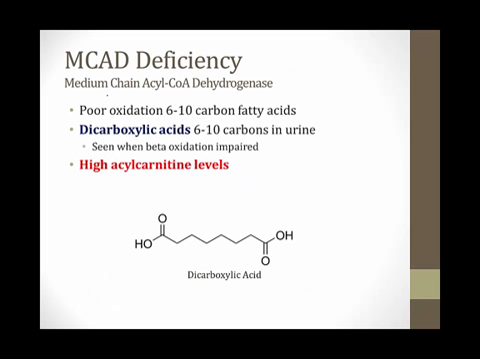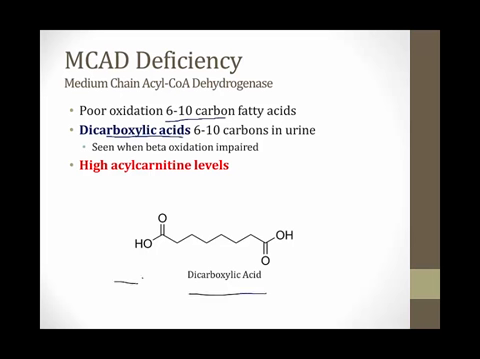In an MCAD deficiency, there is poor oxidation of medium chain fatty acids. These are fatty acids that are 6 to 10 carbons in length. And the hallmark of an MCAD deficiency is the presence of structures called dicarboxylic acids that are 6 to 10 carbons in length in the urine. This is the structure of a dicarboxylic acid shown at the bottom of the screen here.